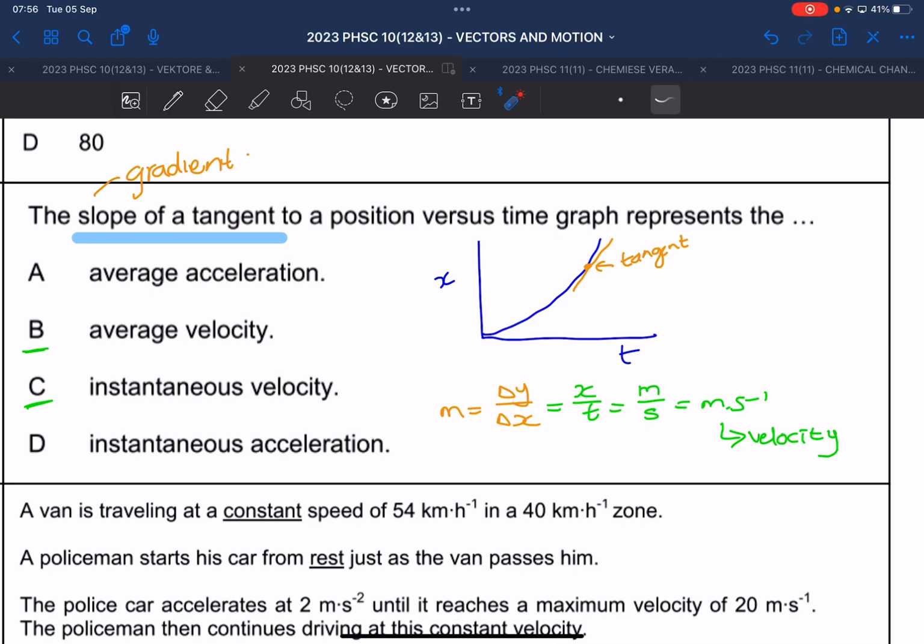Which one will you say? Does it give you the average velocity or the instantaneous velocity? Average velocity is over a long time period, where instantaneous is a short time period. Does it touch there for a long time or a short time? Short time. So that is why it's instantaneous velocity.